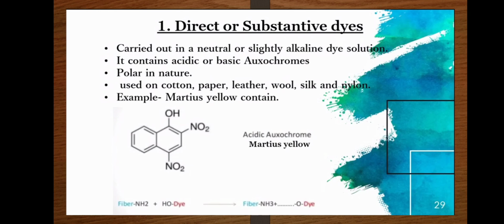Direct dyes are carried out in neutral or slightly alkaline dye solution. It contains acidic or basic oxochromes. Polar in nature, used on cotton, paper, leather, wool, silk and nylon. Example is Martius yellow.